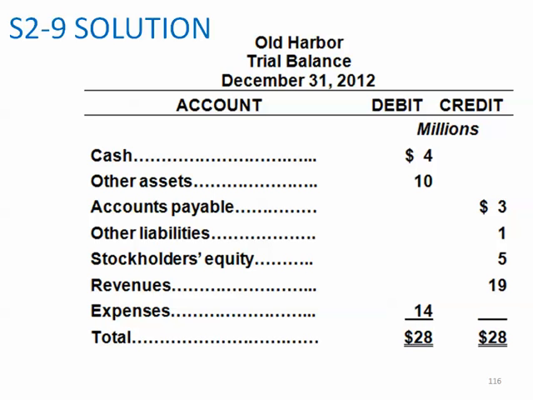So then we draw a single underline and we add up the numbers in the debit column and we get 28 million. We add up the numbers in the credit column and we get 28 million. And our trial balance is said to be in balance because the debits equal the credits.